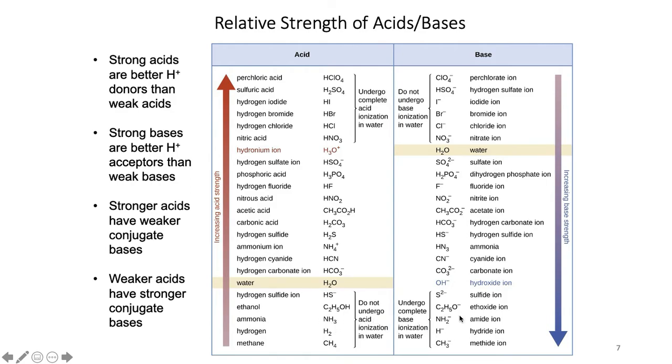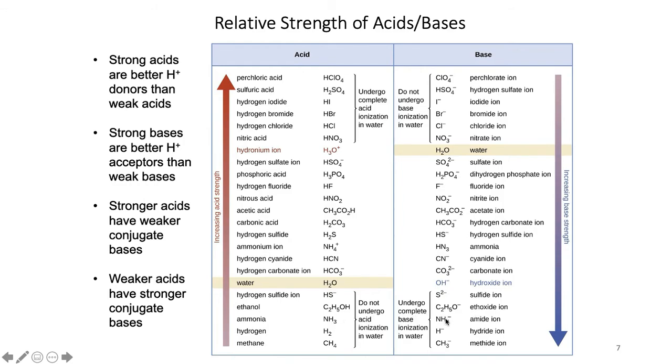Now let's look at NH2 minus, the amide ion. NH2 minus is a very strong base because it does not like to stay in this form. It wants to form the acid. So NH2 minus reacts very, very well. It accepts a proton very easily to get to the acid, and it stays that way. It likes to stay as the acid and not the base.